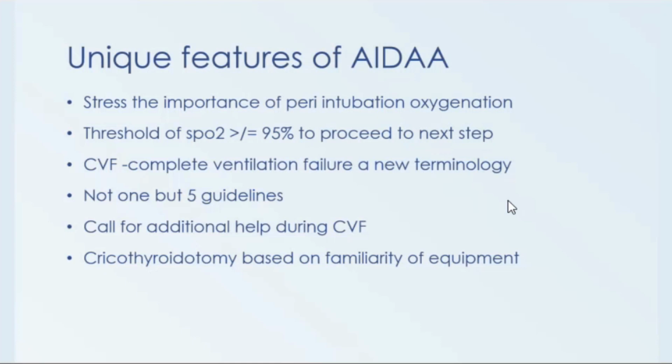So that terminology is a misnomer. So they have stuck to complete ventilation failure. And like I said, it's not one, but 5 different guidelines. And calling for additional help during this complete ventilation failure is also a recommendation by DAS. And cricothyrotomy is just based on how familiar you are with whatever settings. It's not the surgical cricothyrotomy like the other guidelines will recommend.